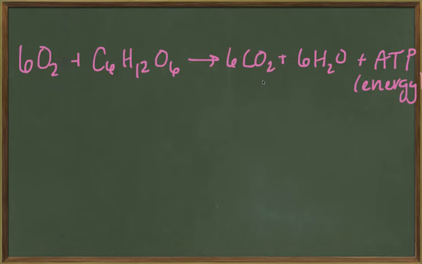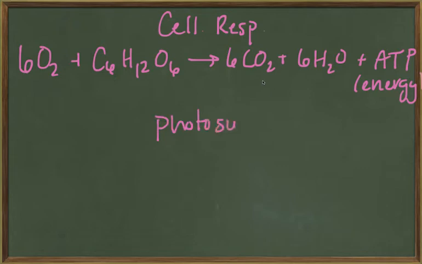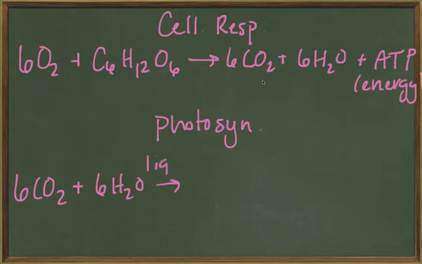And what I mean by that, this is your chemical equation for cellular respiration. For photosynthesis, your chemical equation is 6CO2 reacts with 6H2O to make, in the presence of light, which is your energy source, 1 molecule of C6H12O6 plus 6O2. They are the reverse of each other.